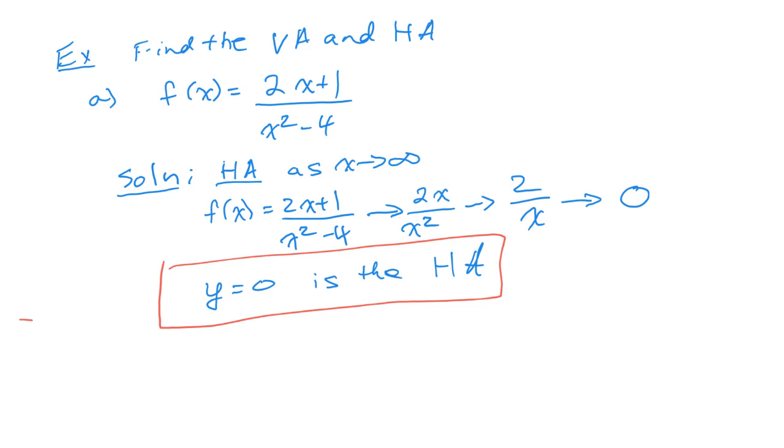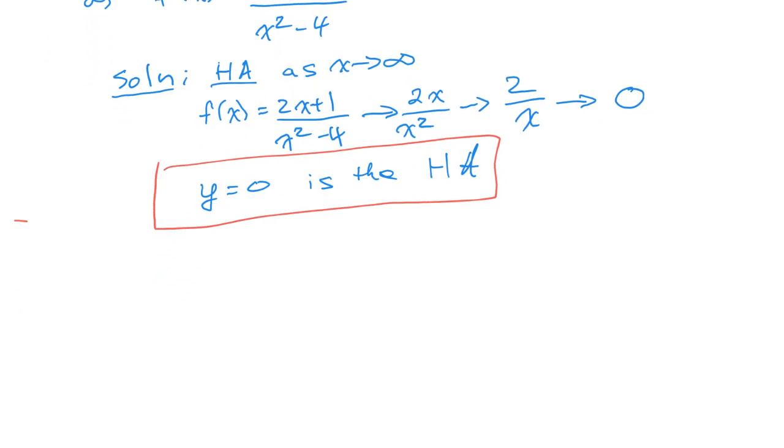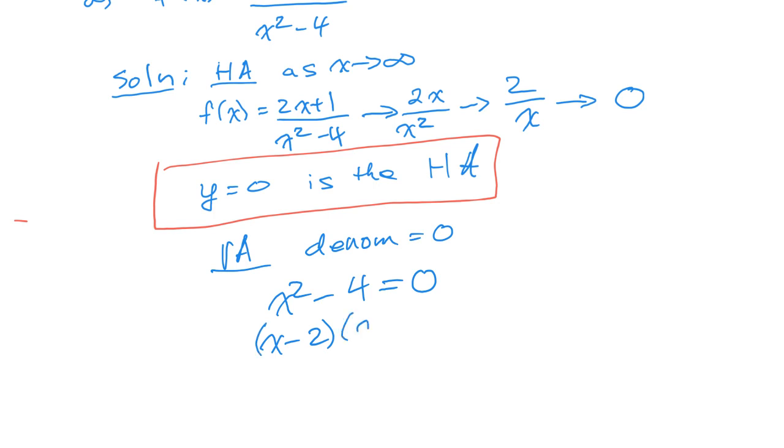So now let's talk about the vertical asymptotes. Let's just call that the VA to save time when we're writing. For the VA, here's what you have to do. You have to find where the denominator is equal to 0. So you look at the original denominator, which is x squared minus 4. Set that equal to 0. You factor, and you get x minus 2 and x plus 2 is equal to 0.